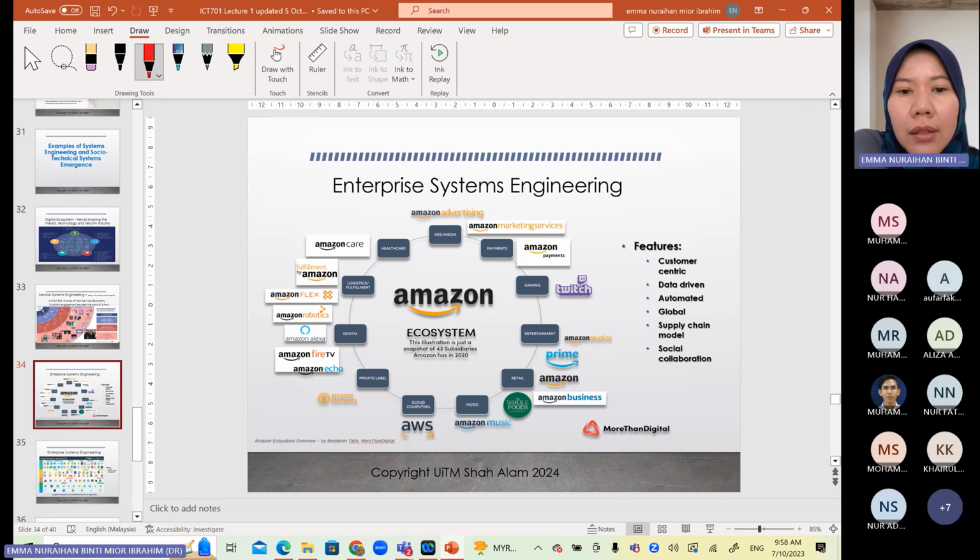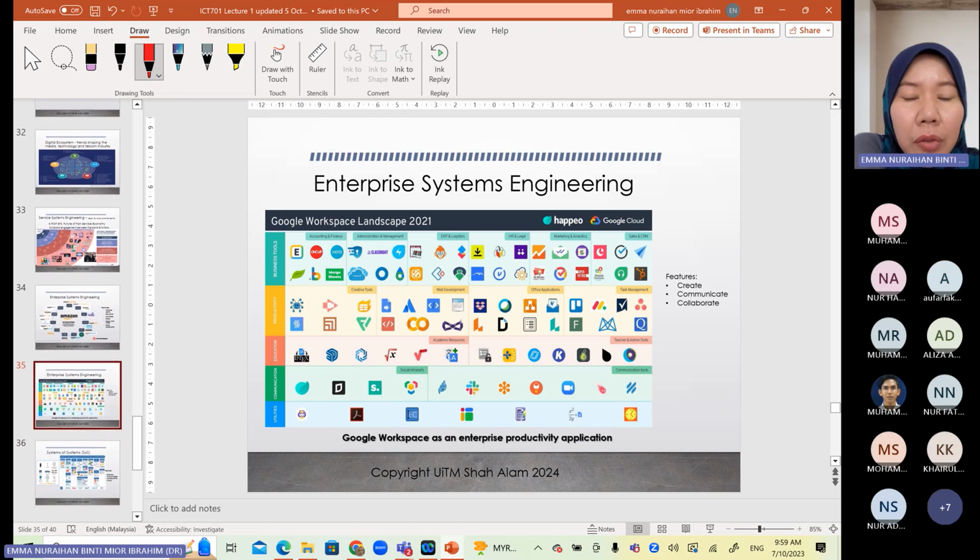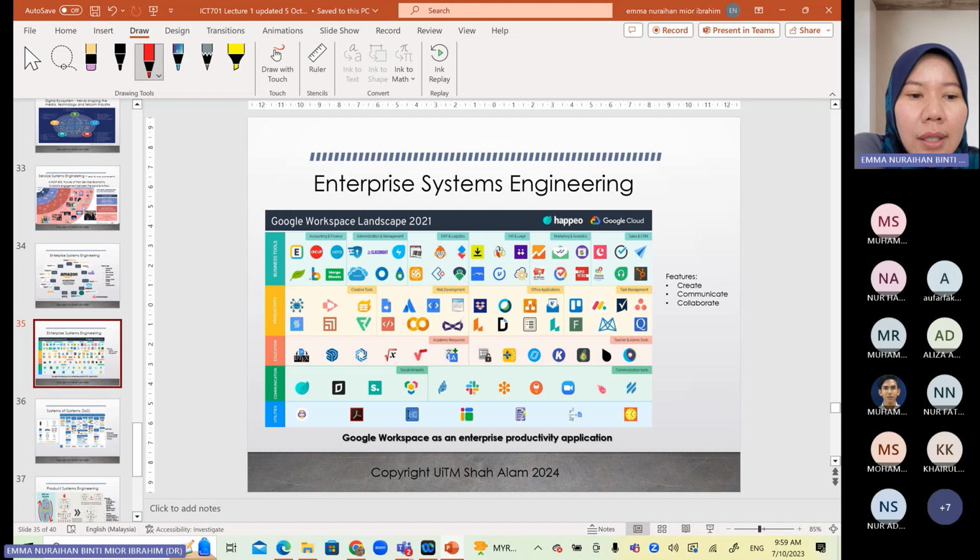Okay. Apa lagi? Contoh. Ni Google. Ada yang kerja di Google? Anybody work in Google? Google is also part of enterprise system engineering. Yeah, they give a lot of services. Okay, create, communicate, collaborate. So they create tools for creation. They create tools for communication. They create tools for collaborate. For example, Google Classroom. Lagi apa? AI tools, Bard, Google Bard. Lagi apa? Macam-macam. Yeah, macam-macam tools. Alright. Google Workspace. Okay, productivity. Itu dia punya fokus. Apa lagi?